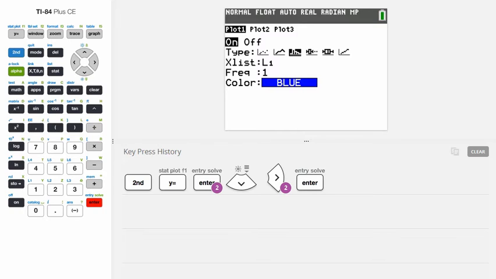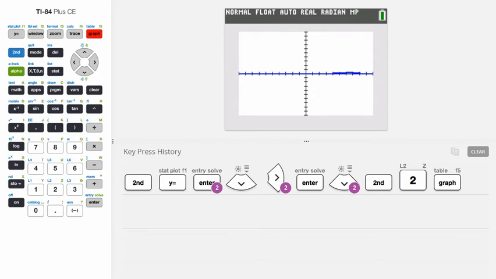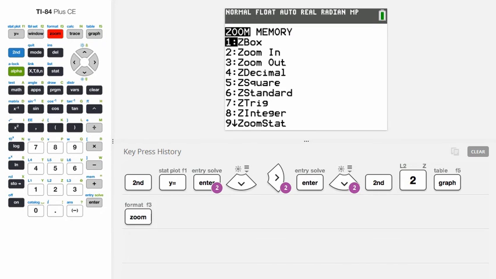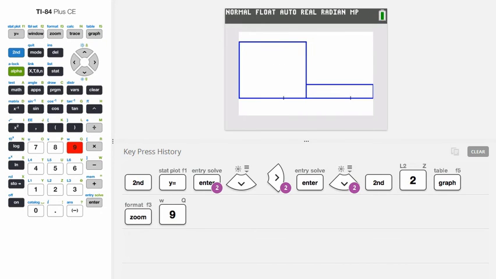XList is L1, that's where we typed our values for Y. Arrow down to frequency. Our frequency is in L2. Second, 2. Now we're ready to press graph. And depending on how your graph is set up, it's not going to look like very much. One option we have is zoom 9, which is zoom stat, and it's given us a graph with 2 bars.